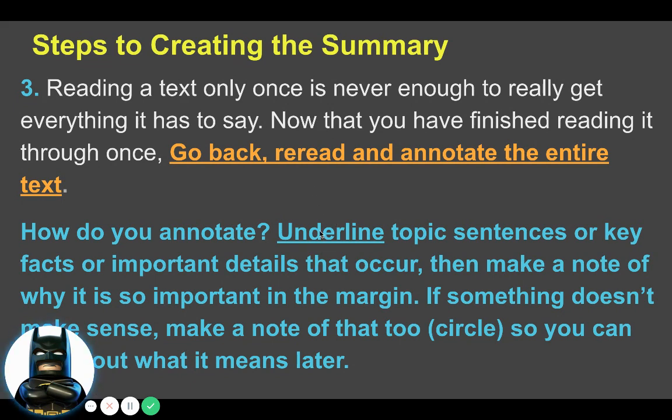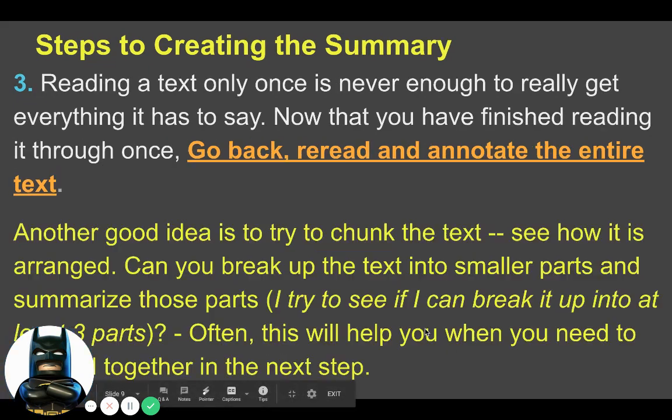I know you've been taught how to annotate before. Here's just some suggestions. Underline topic sentences or key facts or important details. Make note of why you feel like things are important. If something doesn't make sense, note it. Another thing that you can do, this is still underneath the annotation, step 3, is to try to chunk the text. This is really important for summary, in my opinion, to see how the text is arranged, how it's organized. Can you break it up into smaller parts? If there are different subtitle sections, subheadings, then it kind of breaks it up for you by topic.